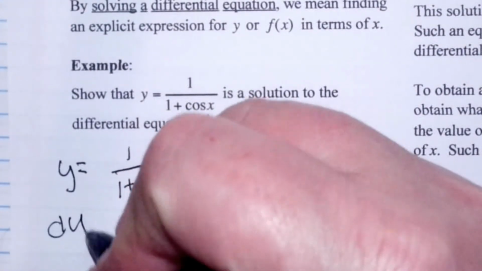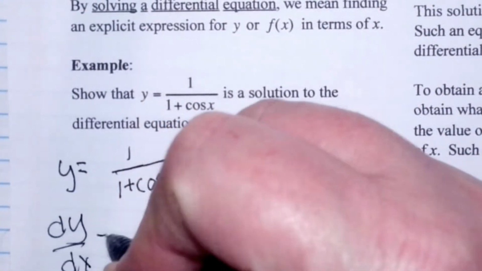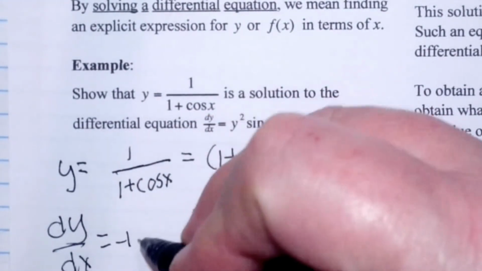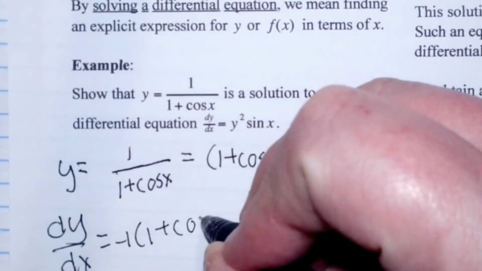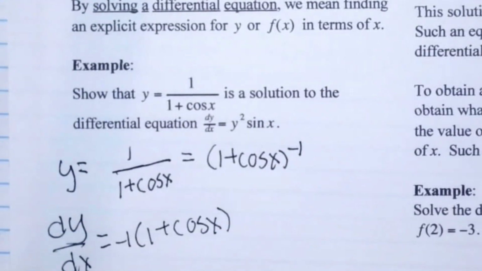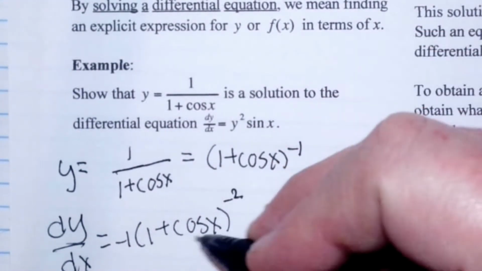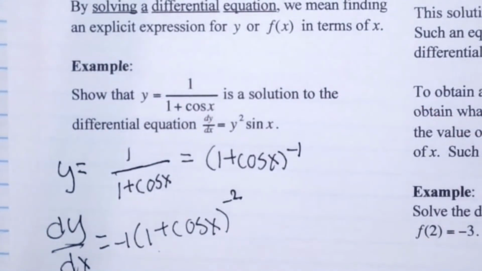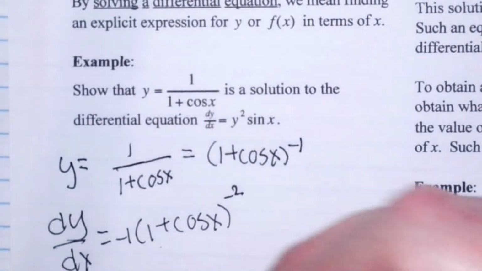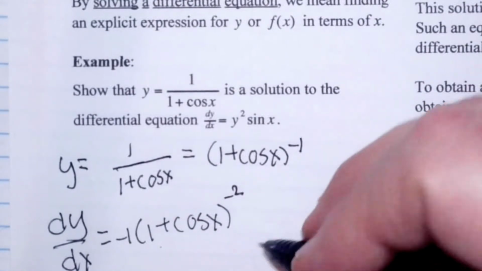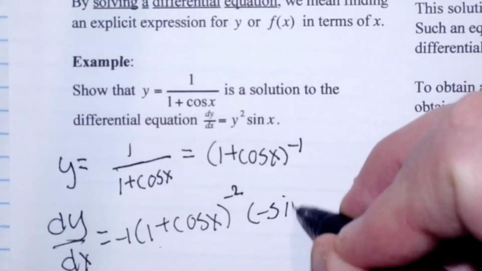All right, so dy over dx will be negative 1 times 1 plus cosine x to the negative 2, and then we need to multiply by the derivative of what's inside. The derivative of 1 is 0. The derivative of cosine x is negative sine x.